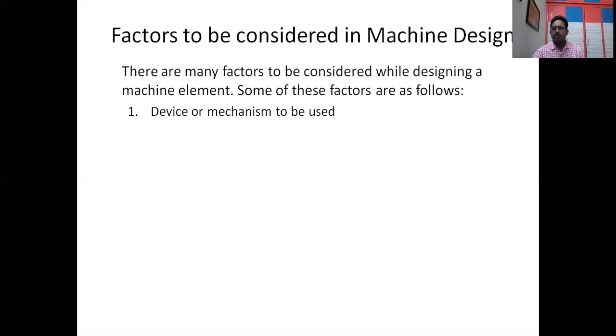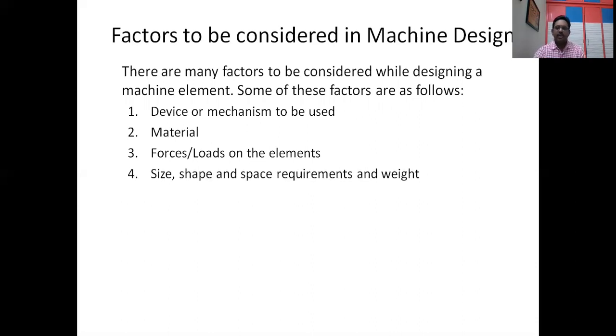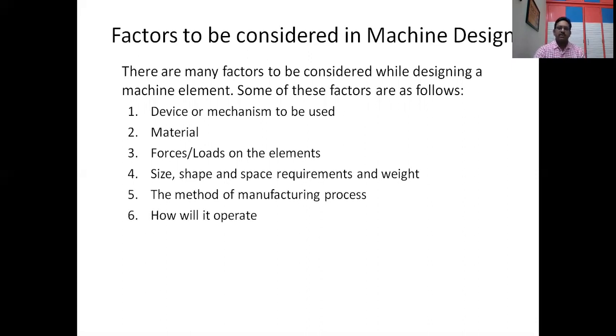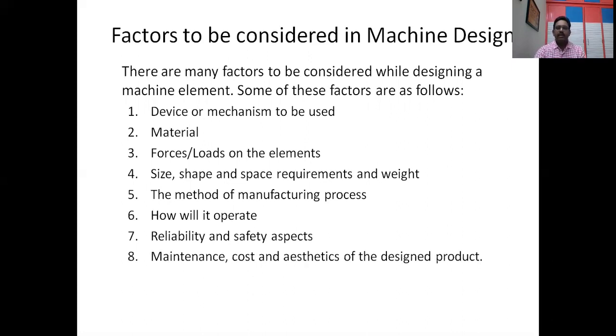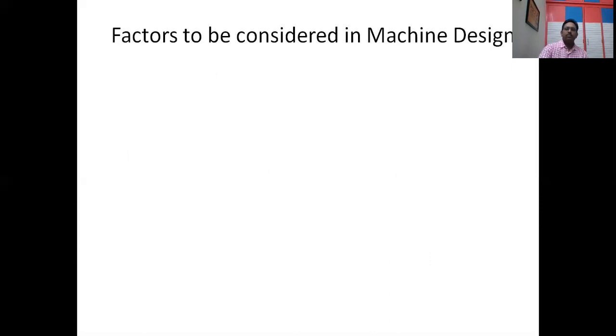Device or mechanism to be used, material, force or loads on the elements, size, shape and space requirements and weight, the method of manufacturing process and how it will be operated with ease or without ease, reliability and safety aspects, maintenance, cost and aesthetics of a designed product. So these are the 8 factors. We can put some more factors also, but these 8 are very important factors to be considered when we design a machine element. So we'll go one by one in detail.